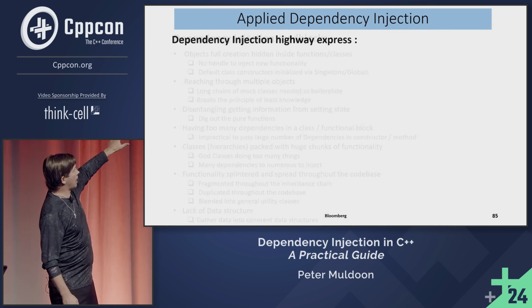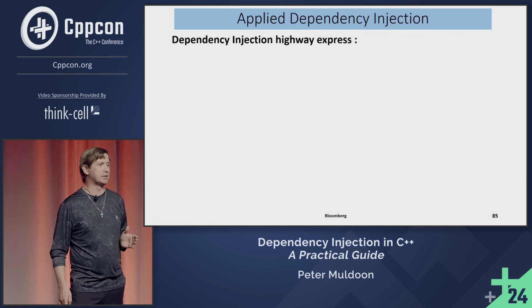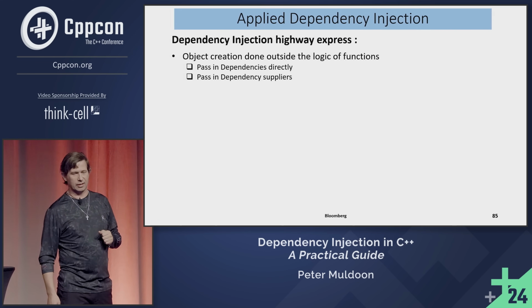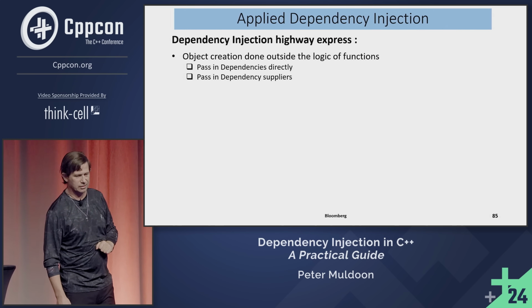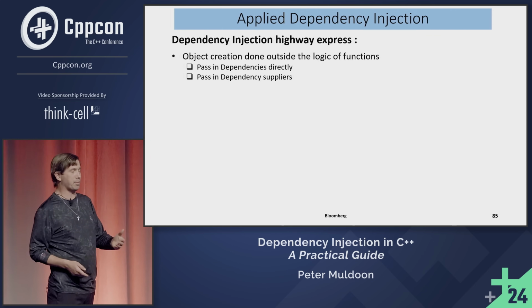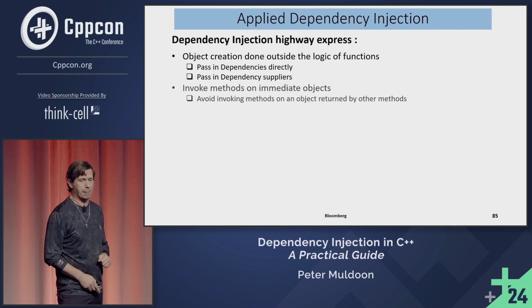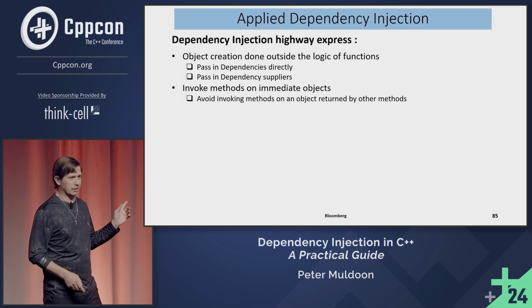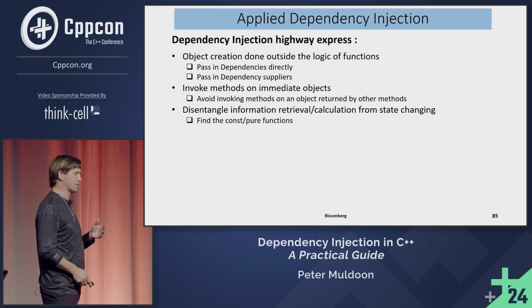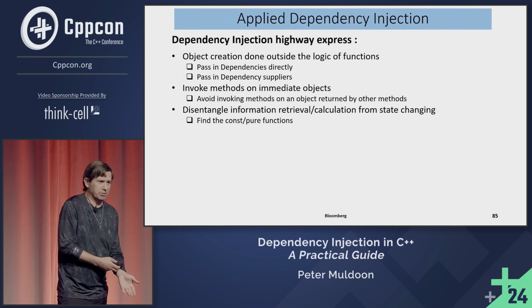So if these are all the roadblocks, what's the dependency injection highway express when we want to say what should you be doing in your code so you don't have these problems? Number 1, object creation is done outside of the logic of your functions. And by outside, I don't mean that you do it and you pass them in the whole time. You can pass in the dependencies directly, or you can pass in the dependency supplier, which we'll talk about in a minute. You should invoke methods on immediate objects. I hope I don't have to explain that one too much. Disentangle the setting and getting from information. That's just good code design anyhow. I mean, it just really bites you if you try and do dependency injection.